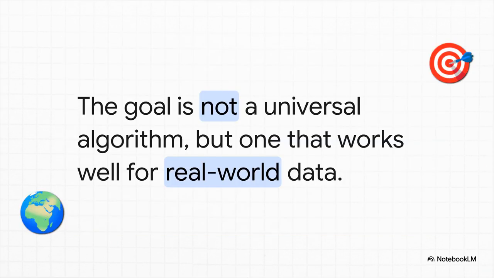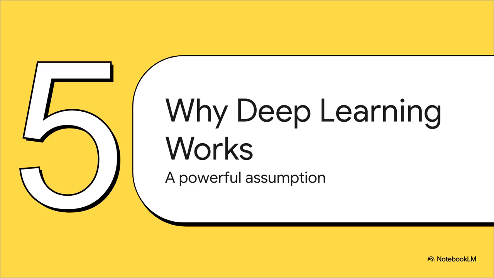A super complex algorithm is, on average, no better than just random guessing. So what's the big takeaway from that? Well, we're not looking for one algorithm to rule them all. The goal is to design models that start with the right assumptions about the kind of data we actually find in the real world. And this is exactly where deep learning comes in. It's not a universal learner, but it is built on a very powerful and flexible assumption about how the kind of data we care about, like images, sounds, and text, is actually structured.